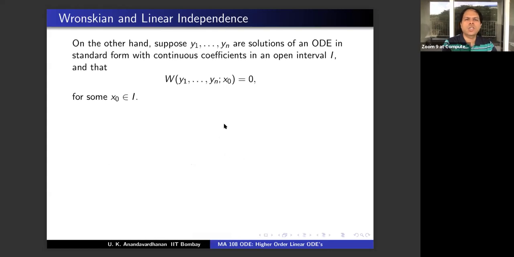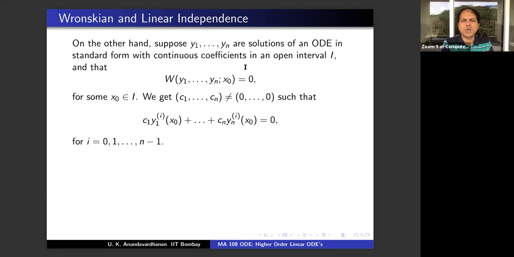On the other hand, suppose y1, y2, etc. are also solutions of an ODE in standard form with continuous coefficients in your interval I. I'm taking an open interval because I'm differentiating. That is not an important point, it is just the convention. Such that the Wronskian is zero at some point is given. What will you do now? You will do exactly what you have done earlier.